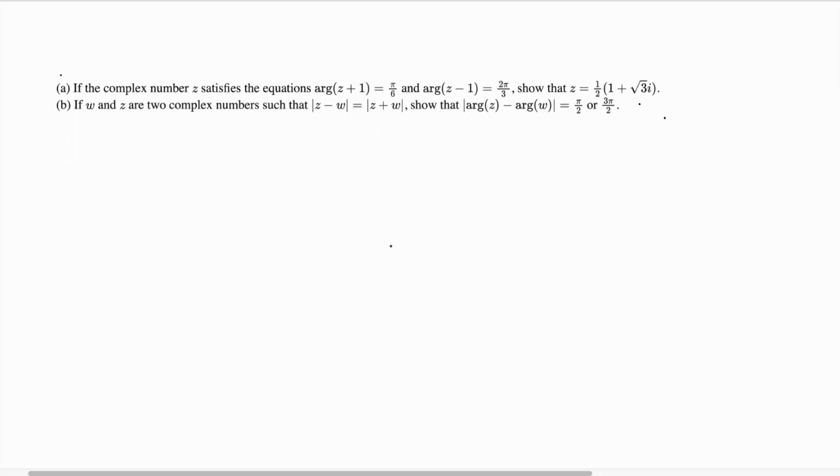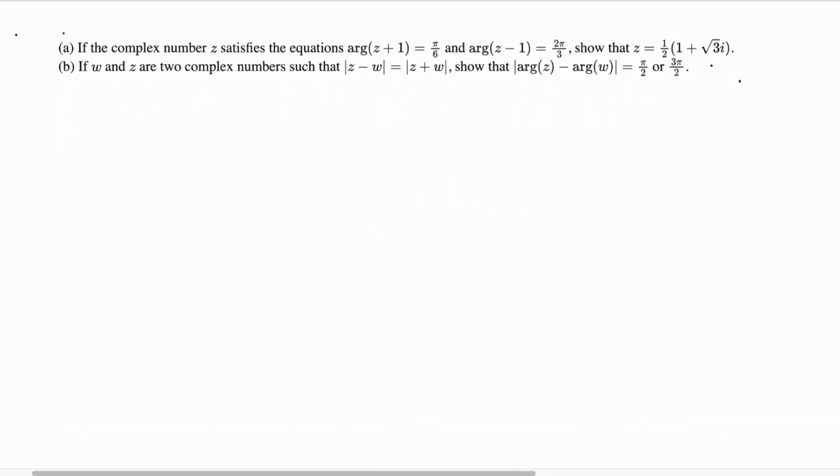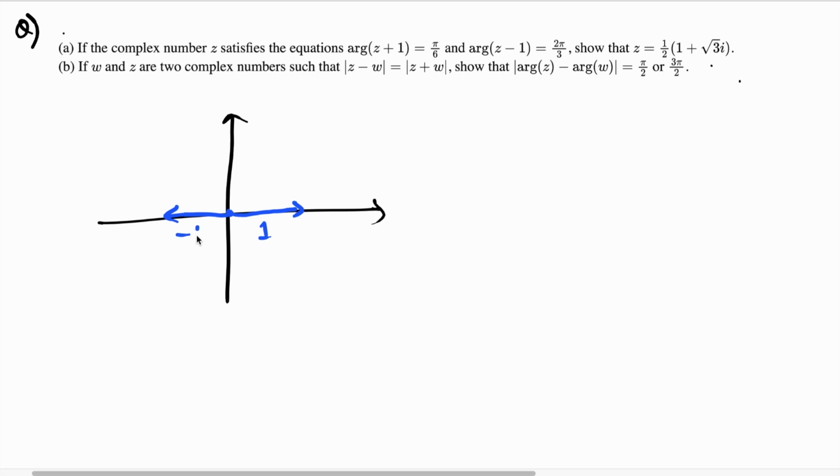The first, part A: the complex number z satisfies the equation argument of z plus 1 is pi by 6 and argument of z minus 1 is 2 pi by 3. Show that z is half times 1 plus root 3i. Firstly, I'll represent the two complex numbers 1 and minus 1 on the Argand's plane. 1 is a complex number which has a positive real part and imaginary part 0, so it lies towards the right on the positive real axis. And minus 1 lies right opposite to it. This is minus 1. Since I have to show z is a complex number in the first quadrant, I'll assume z is pointing somewhere here like this.